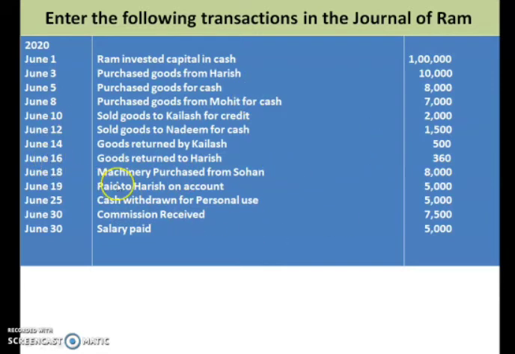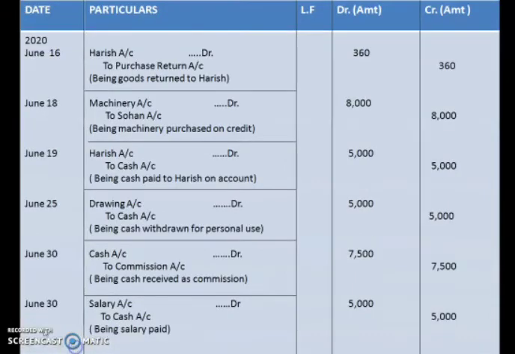account. But here you have to note down one thing. When you are purchasing any fixed asset, meaning machinery, land, building, furniture, such items, when purchased, you have to debit the fixed asset account. For example, in this journal entry, you can see that on June 18, machinery account is debited. Instead of purchase, you have to debit the machinery account. So the fixed asset will be debited to Sohan account.